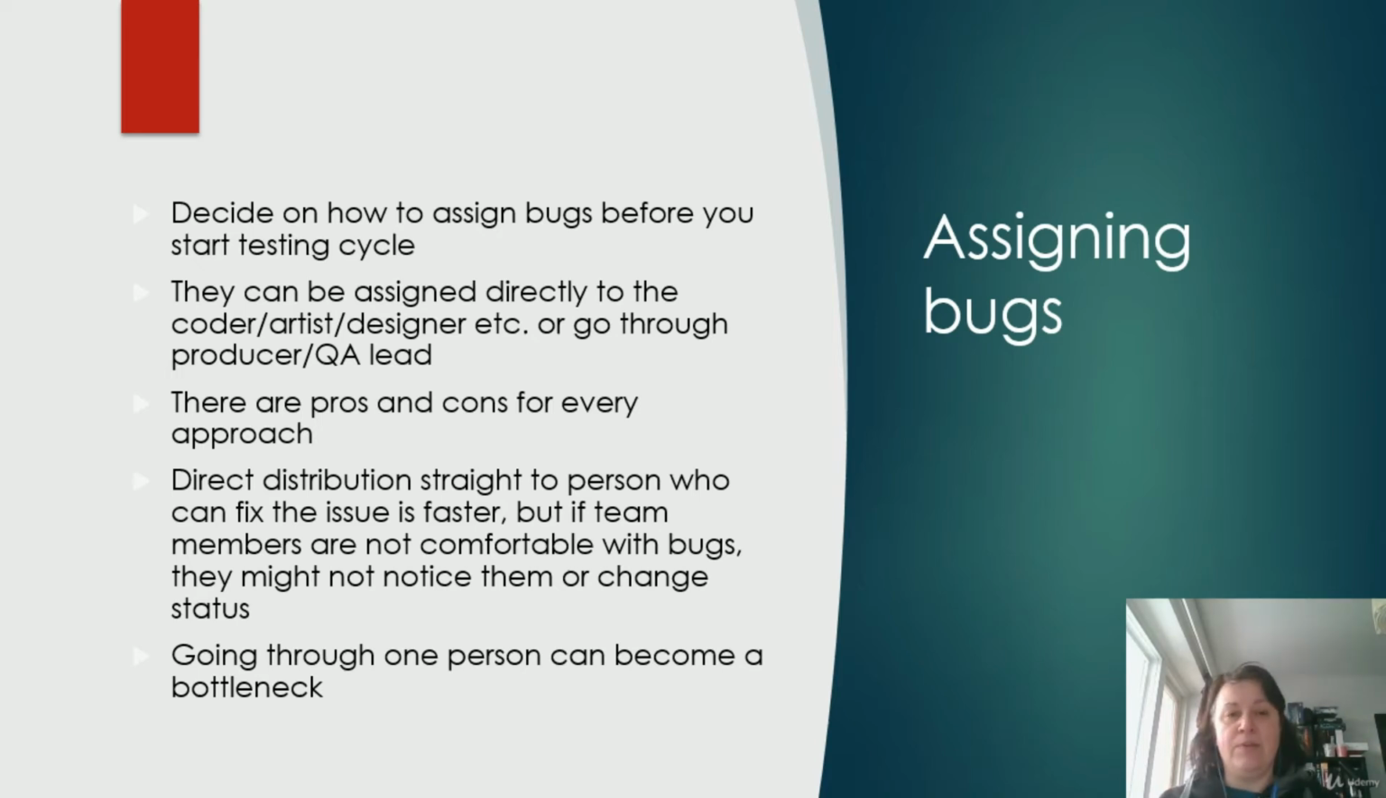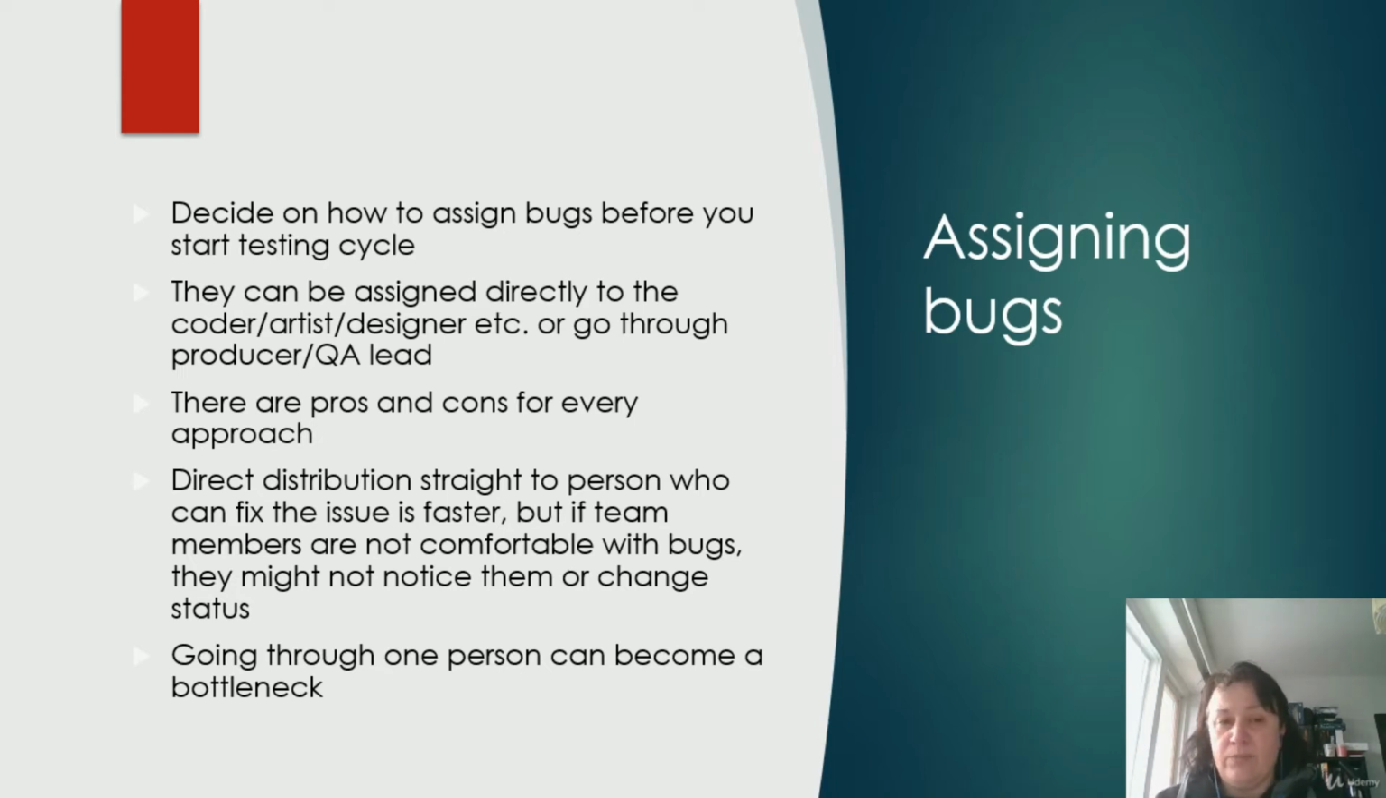Now, they can be assigned directly to the person who needs to look into them, for example, to the coder, to the artist, to the designer, or they might have to go through a producer or QA lead. It really depends on the size of your team, about your team composition. Do you have internal partners, external partners? How many people do you have in QA? So it really depends on that. And there are, of course, pros and cons for every approach.